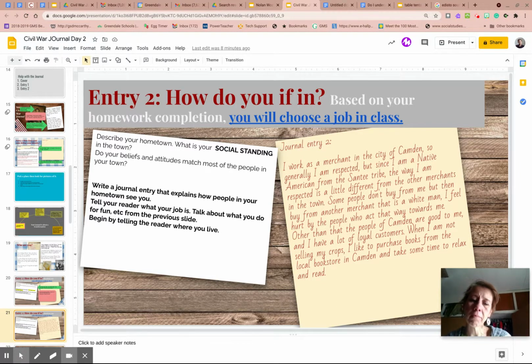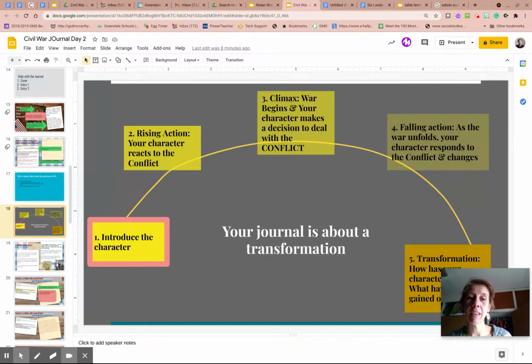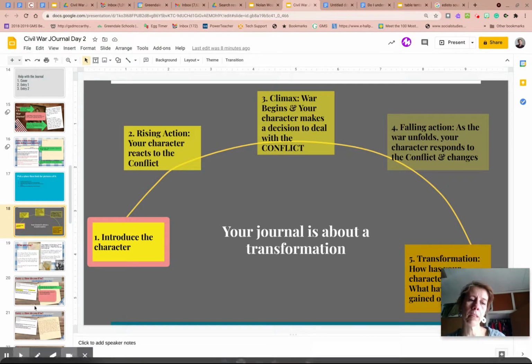What does he do for fun? He buys books, and he likes to relax and read. And so that helps me to understand the perspective of his character. And so now I know that when we come back to this, as the action is rising and the conflict is happening, that's going to influence how his character reacts. So that's how to complete your journal entry.